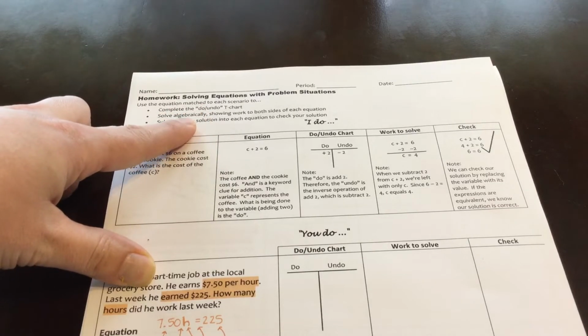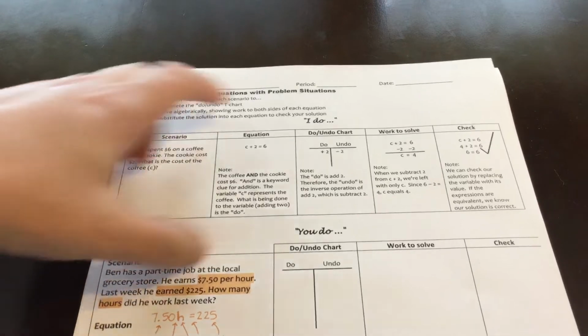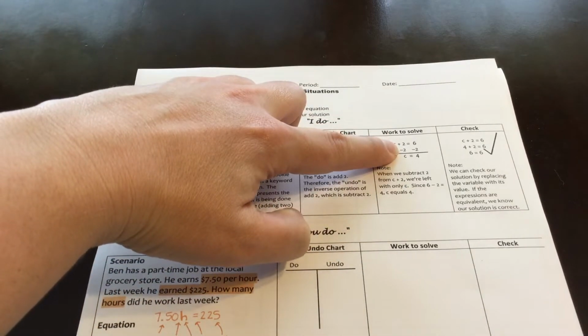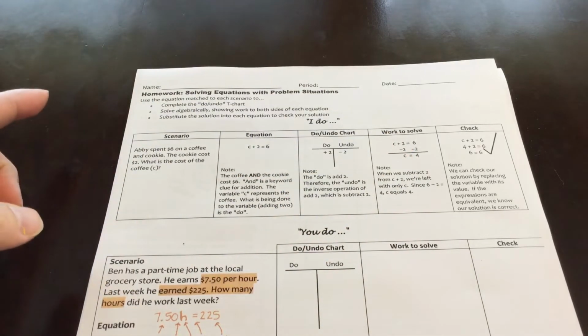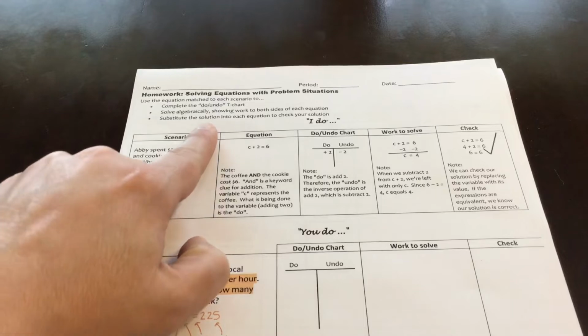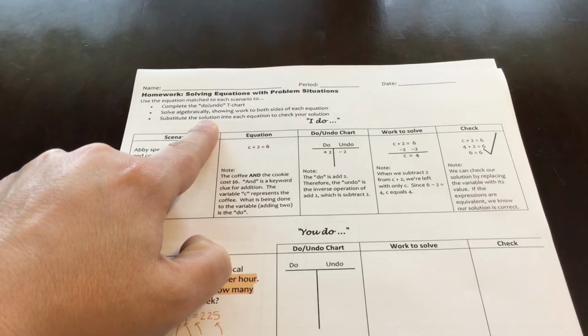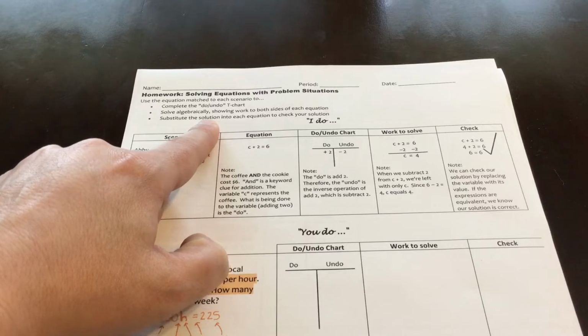Show your work algebraically, which means show inverse operations on the left side of the equation and also on the right side of the equation. Get your answer, your solution for the variable, and then substitute that solution back into each equation so that you can check to see if your solution works.